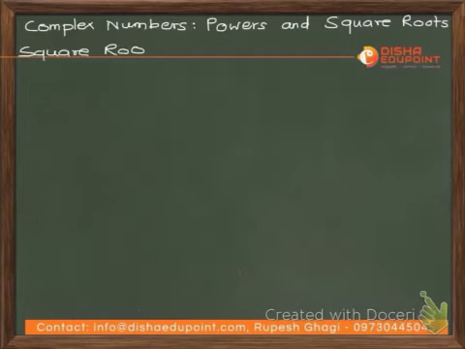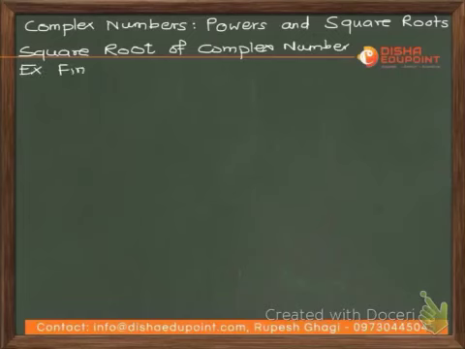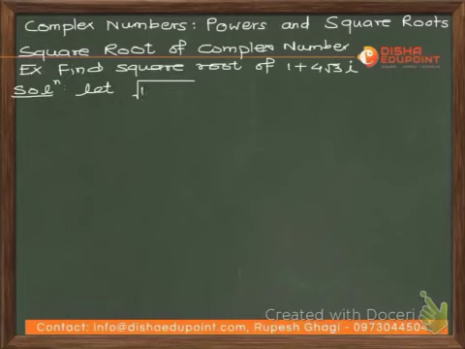So the next thing we want to learn in this video is to find the square root of a complex number. Okay, so square root of a complex number. Let's start with an example only. Find the square root of 1 plus 4 root 3 i. So we will go on with the solution like, let the square root of 1 plus 4 root 3 i be equal to some complex number a plus ib, where a and b are reals.